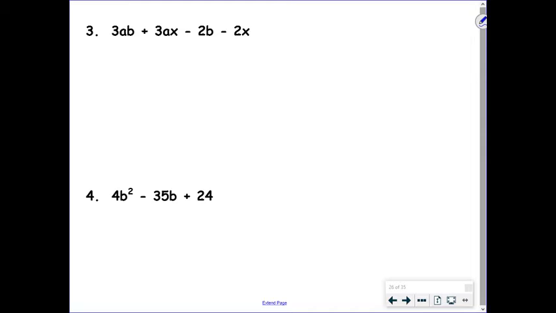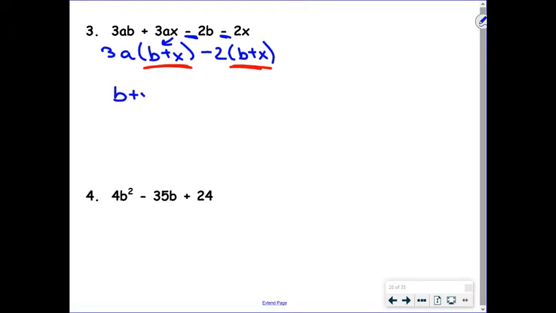So in 3, I'm looking at this one. There's 4 terms. I can take out a 3a. What do I have left? B plus x. In this one, I have a negative and a negative, so I'm going to take out a negative as well because I want the inside part to be positive. So now what do they have in common? B plus x. I pull that out. What do I have left? 3a minus 2.